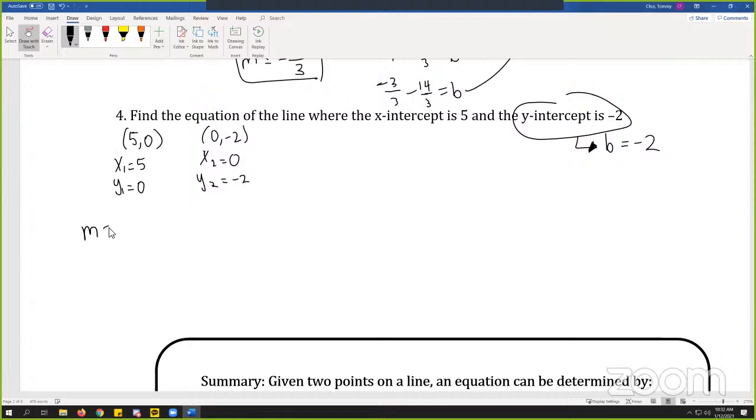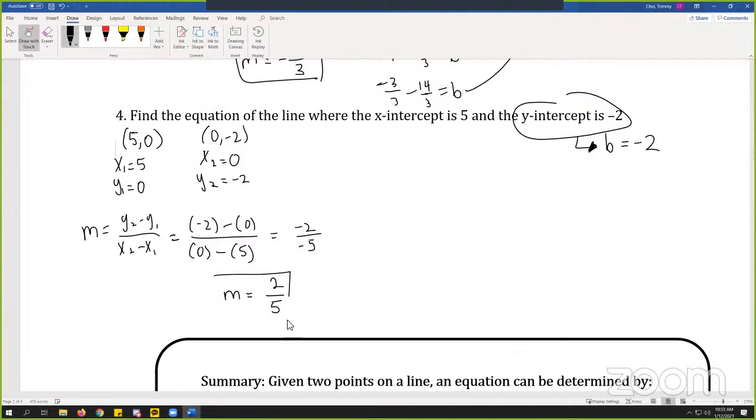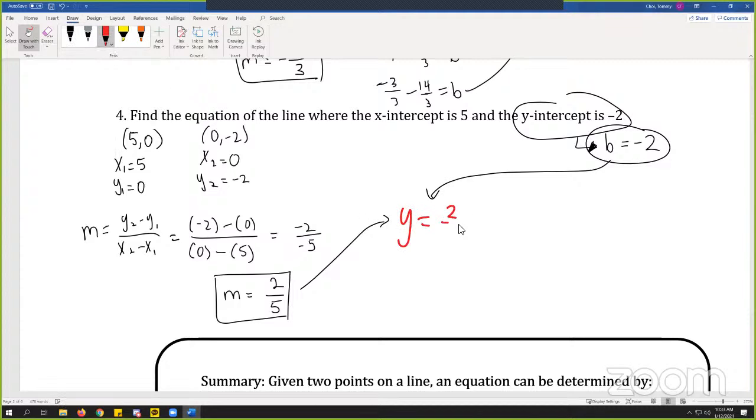Then we can solve it and plug it into our slope formula. So plugging it into my slope formula, y2 is -2, y1 is 0, x2 is 0, and x1 is 5. Plugging it in, I get -2 over -5, which simplifies to 2 over 5. We can then take these two and plug it into my equation. Y is equal to 2 over 5 x minus 2, and you're done. So this question is actually a lot shorter than you would expect.